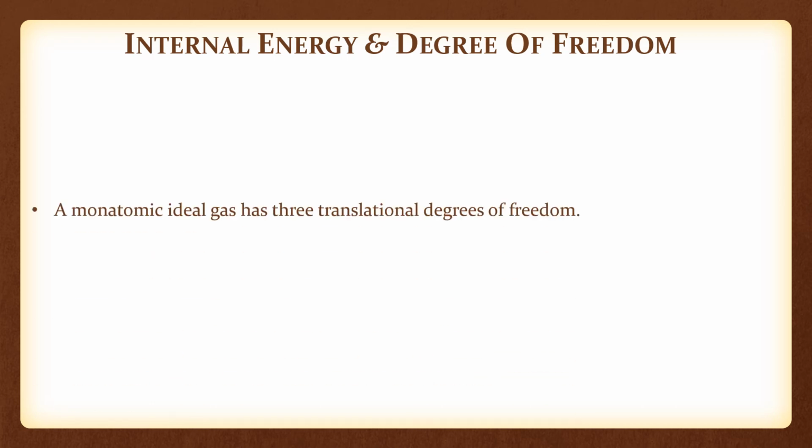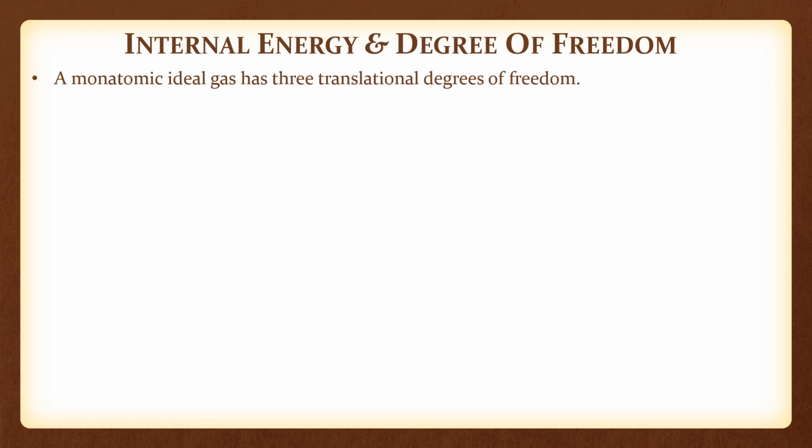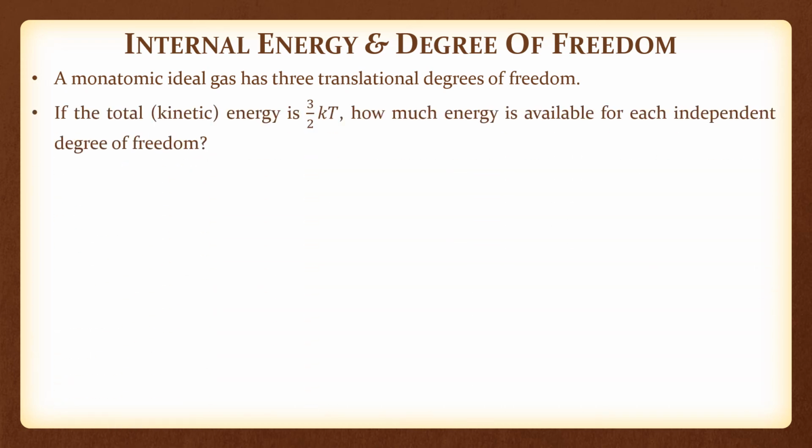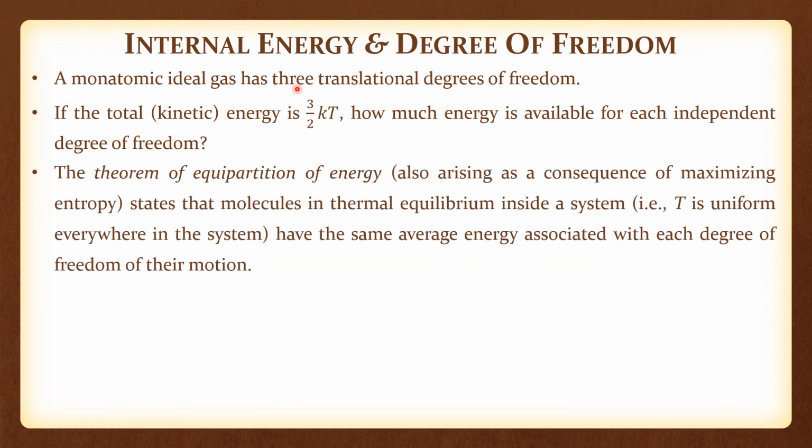Now let us ask ourselves, what is the relationship between internal energy and degrees of freedom? A monatomic ideal gas, a single atom ideal gas, has 3 translational degrees of freedom. It cannot have any rotational or vibrational degrees of freedom because it is a single spherical molecule, really, the way it has been modeled. If the total kinetic energy is 3 by 2 kT, then how much energy is available for each of these translational degrees of freedom?